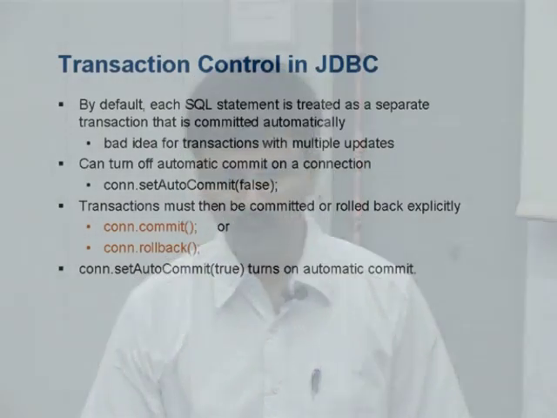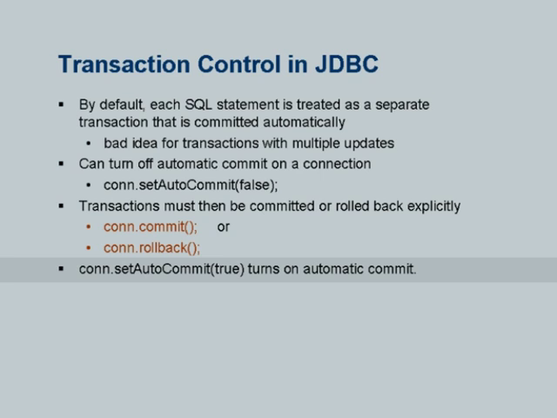I should warn you though that even if you say connection dot commit, the database may find some problem. It may find that some of the concurrent updates happened which conflicted with yours, and it may say, sorry, I'm rolling you back. But if you say rollback, it will roll back. Now if you're done and you want to go back to auto commit, you can say connection dot set auto commit true, which will then commit each transaction immediately.